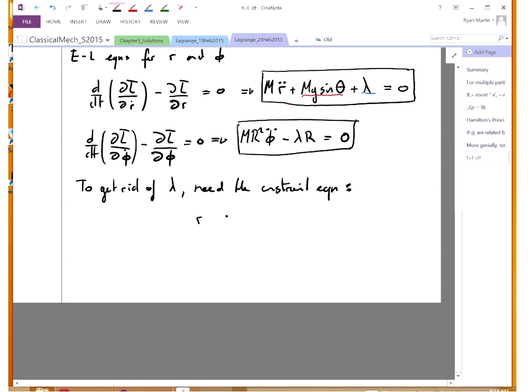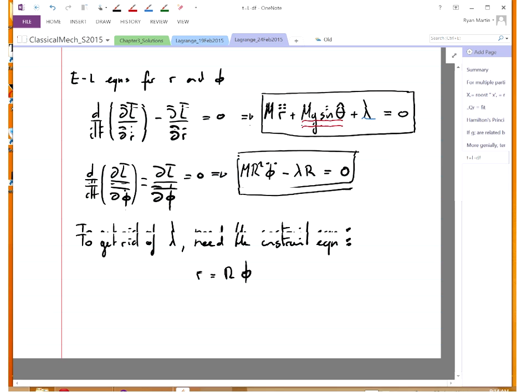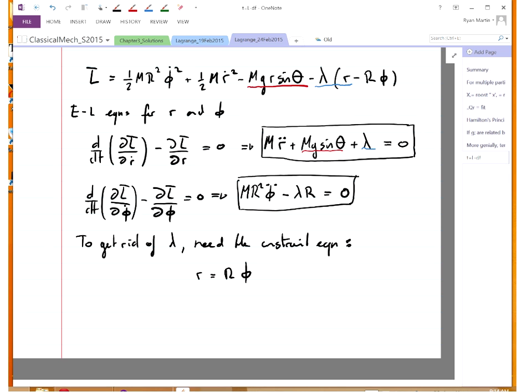So the constraint equation was that lowercase r equals capital R phi. Now, if I look at the two boxed equations, that's not going to help me much, right? Because in the boxed equations, I actually don't have any lowercase r's or phi's. I only have r double dots and phi double dots. So this constraint equation as is doesn't add anything, because it involves completely different variables. It's not going to help us get rid of lambda. It doesn't add any information, at least not in the way that we can handle.